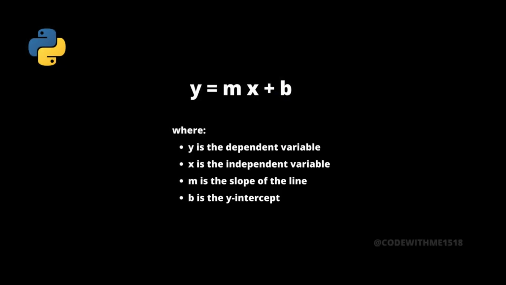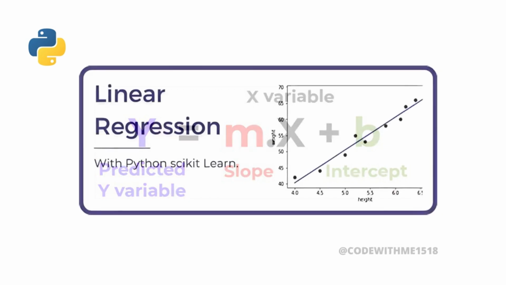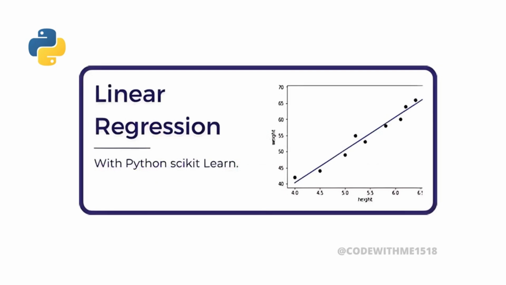Here's the equation of a simple linear regression model. Y equals mx plus b, where y is the dependent variable, x is the independent variable, m is the slope of the line, b is the y-intercept. Let's see how we can implement linear regression in Python using scikit-learn.